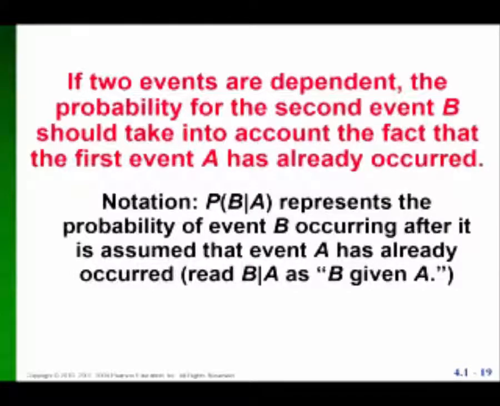This vertical line, you read that as "given." The probability of B, given that A has already happened. For example, the probability that the second marble is going to be blue, given that I've already taken one blue marble out of the bag.